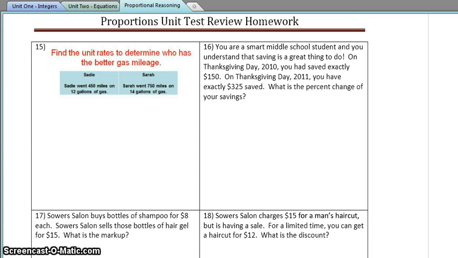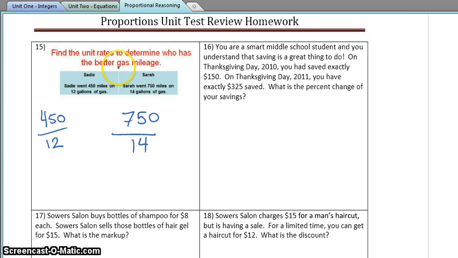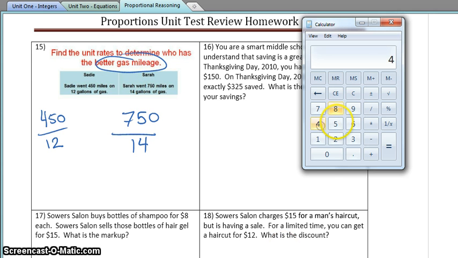This was a Jeopardy question. It's a good question, though. You're going to have one like it. You just need to know unit rate. I'm just going to take 450 and put that over 12 gallons. And this would be 750 miles over 14 gallons. And use my calculator to figure out who has the better gas mileage. Talk about that in a second.